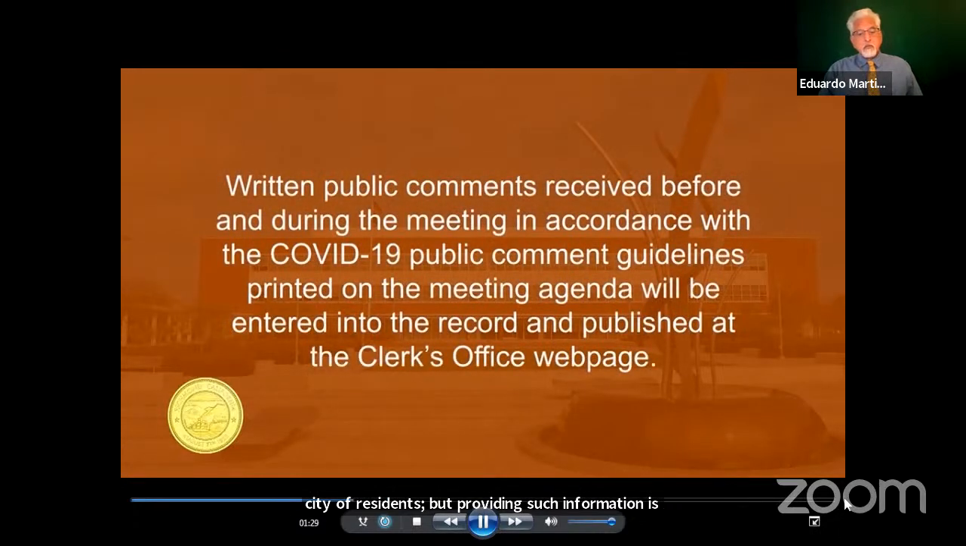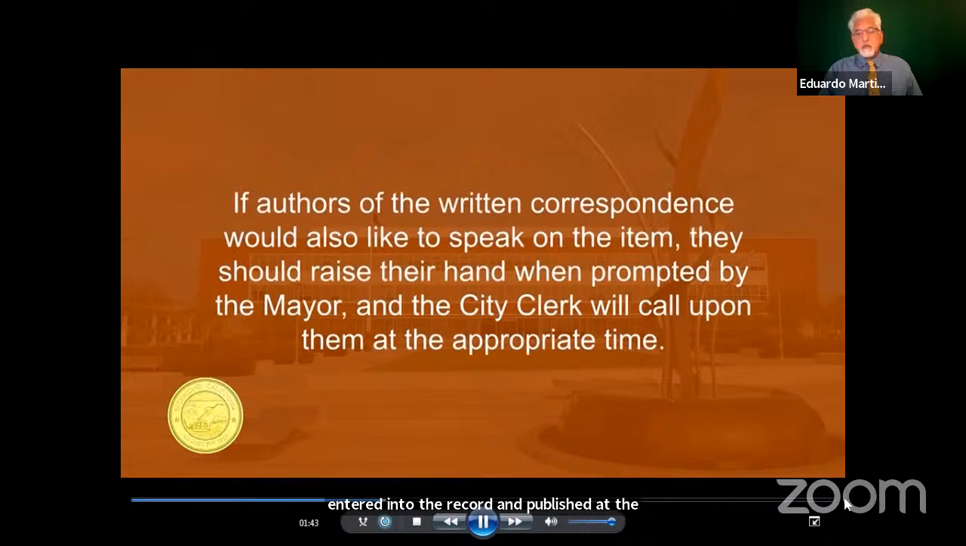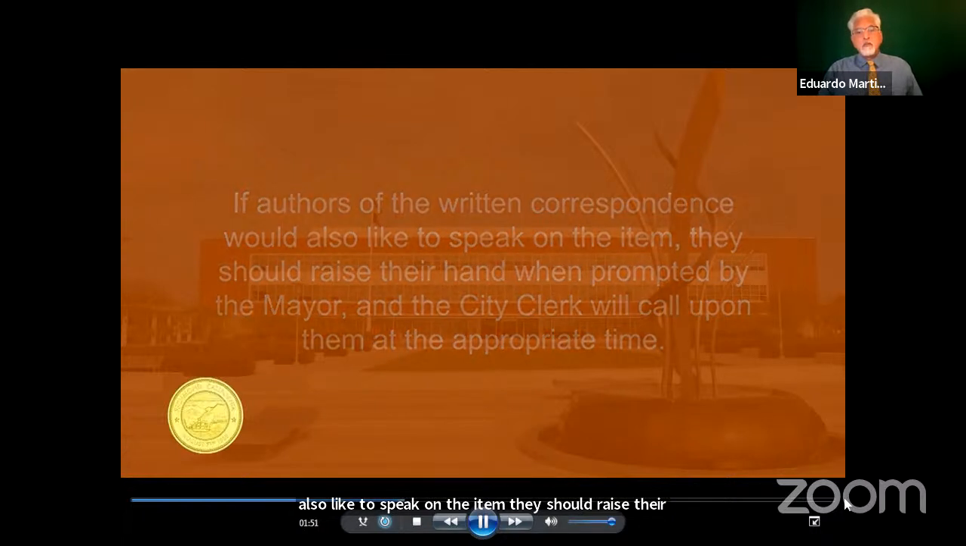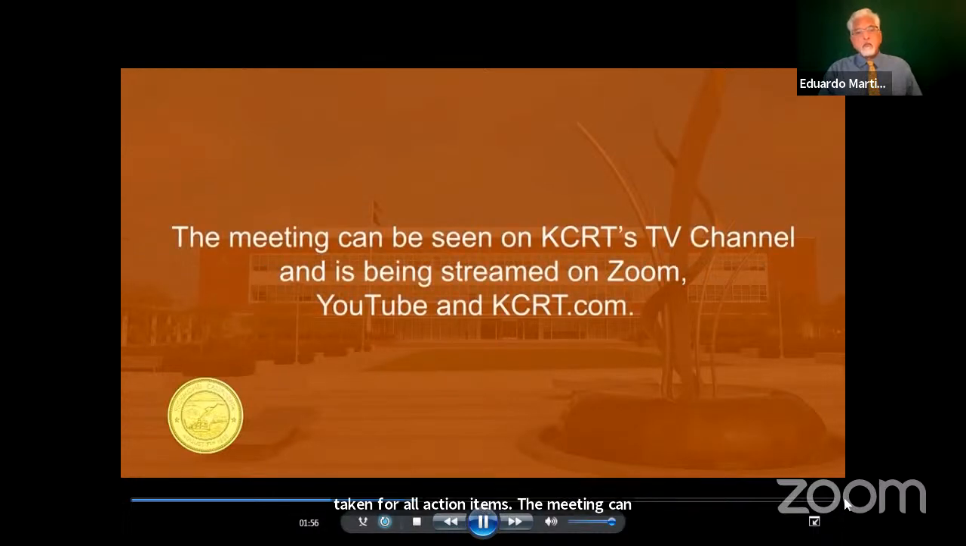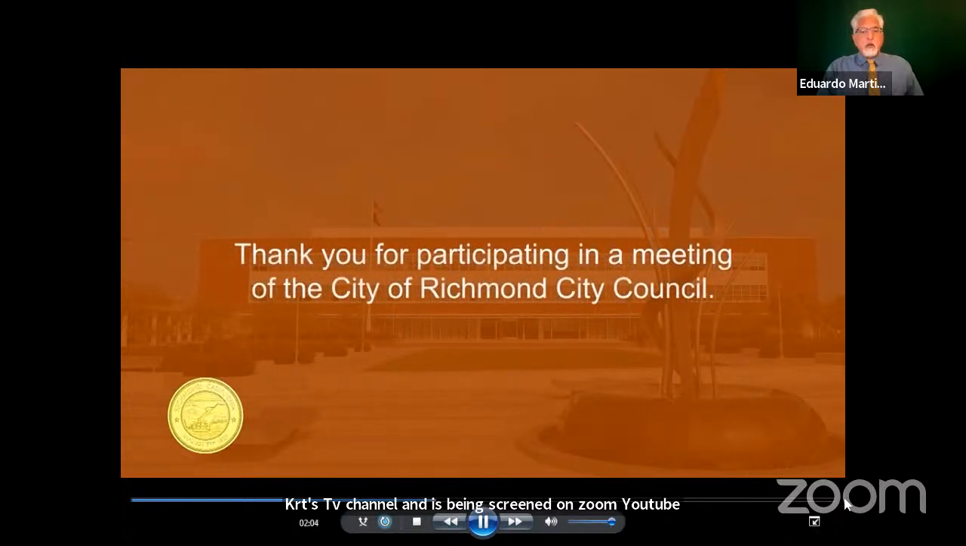Written public comments received before and during the meeting in accordance with the COVID-19 public comment guidelines printed on the meeting agenda will be entered into the record and published at the clerk's office webpage. If authors of written correspondence would also like to speak on the item, they should raise their hand when prompted by the mayor, and the city clerk will call upon them at the appropriate time. A roll call vote will be taken for all action items. The meeting can be seen on KCRT's TV channel and is being streamed on Zoom, YouTube, and kcrt.com. Thank you for participating in a meeting of the City of Richmond City Council.